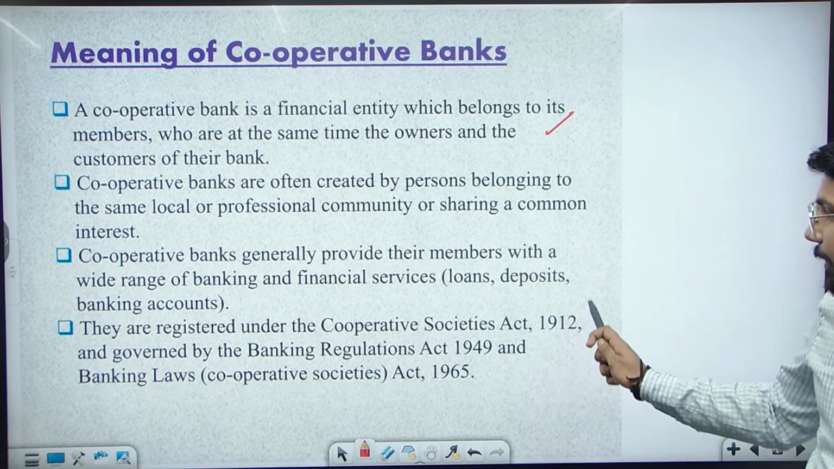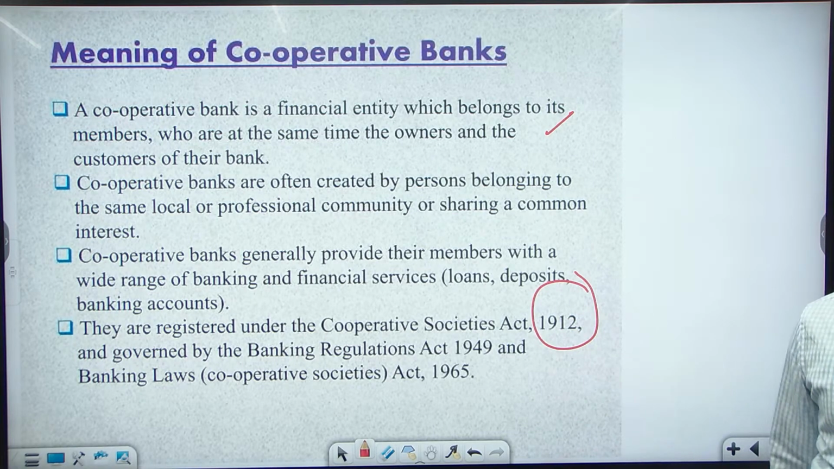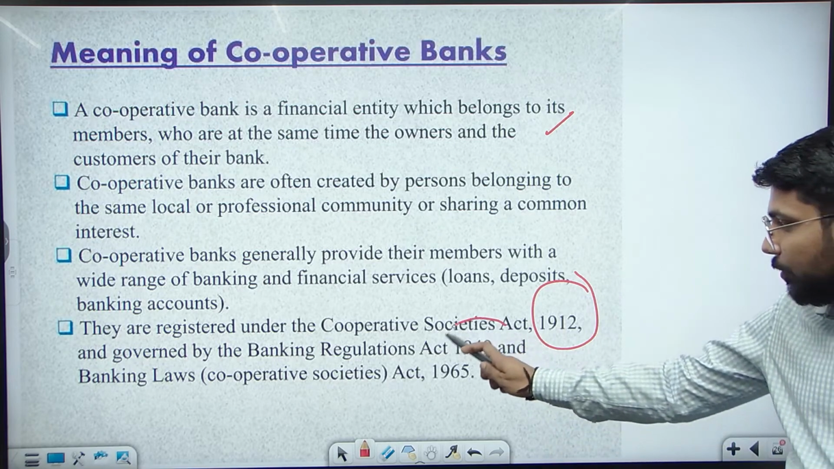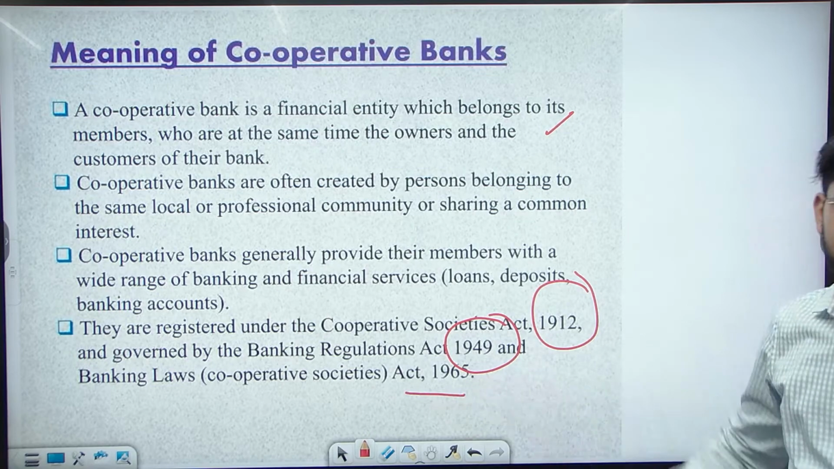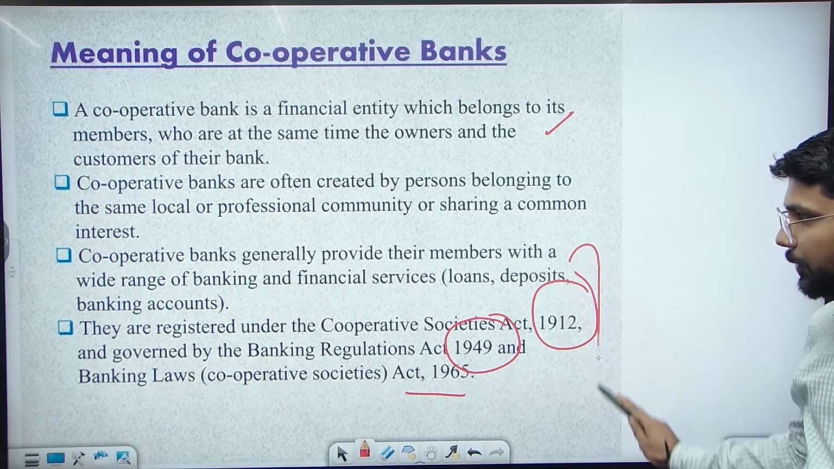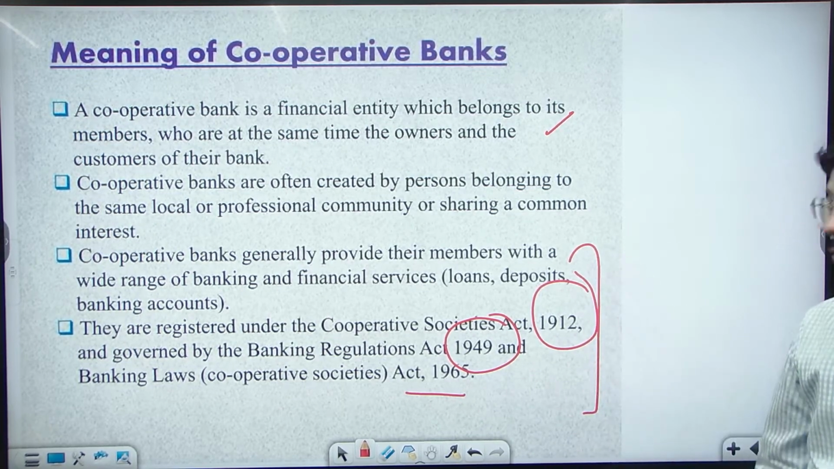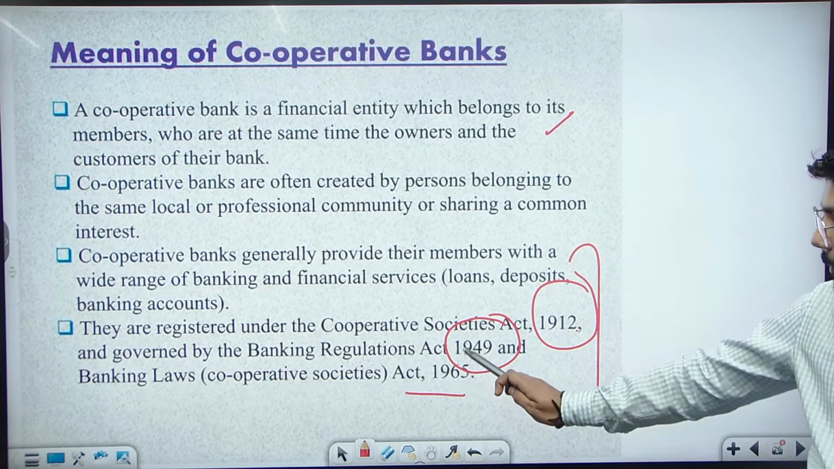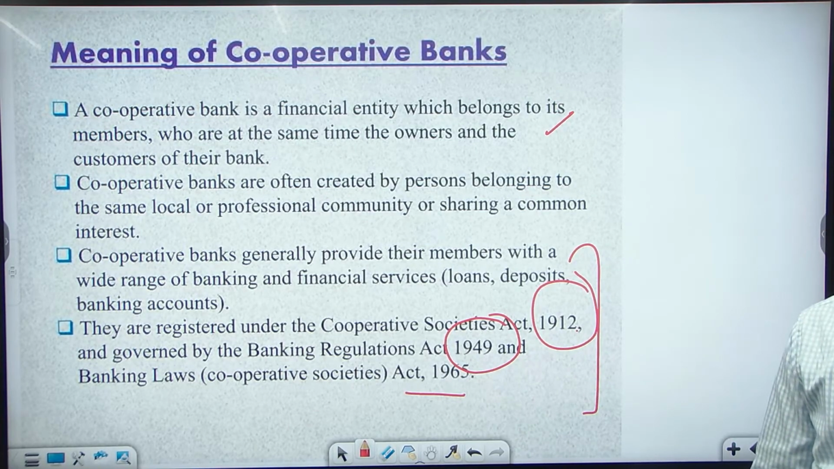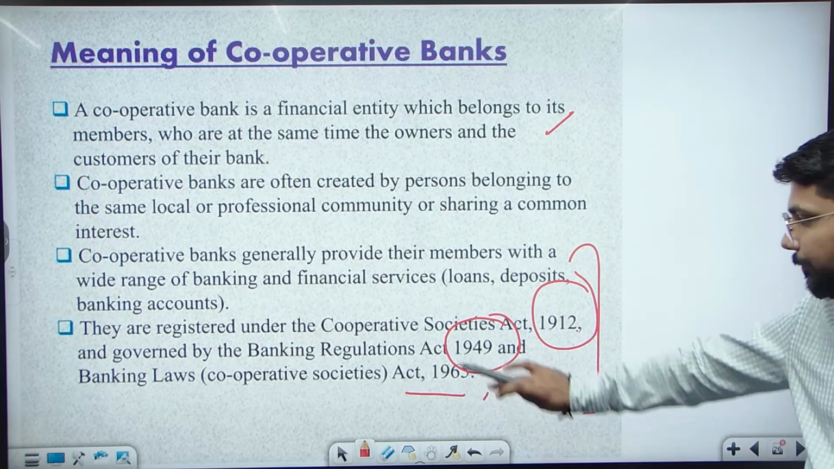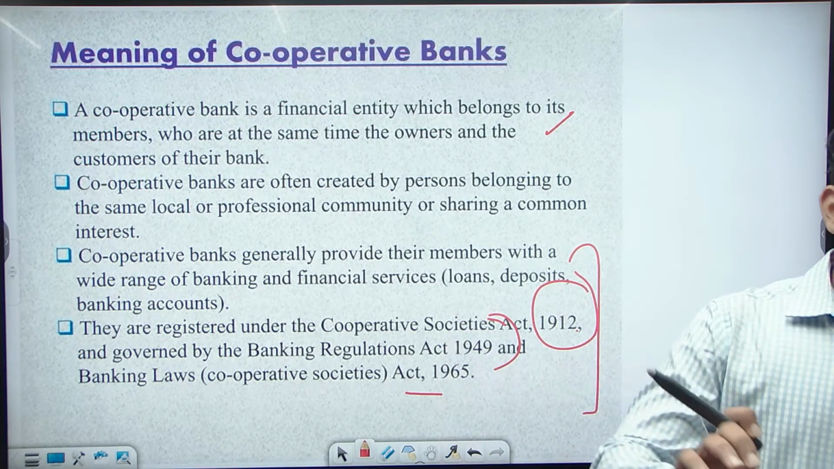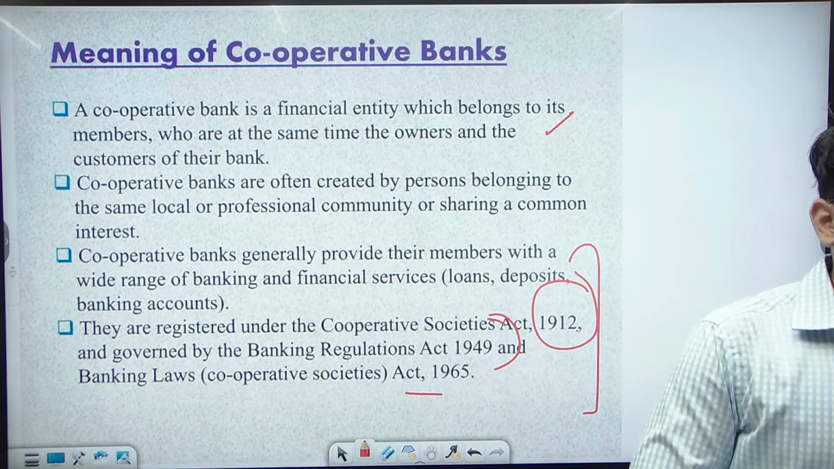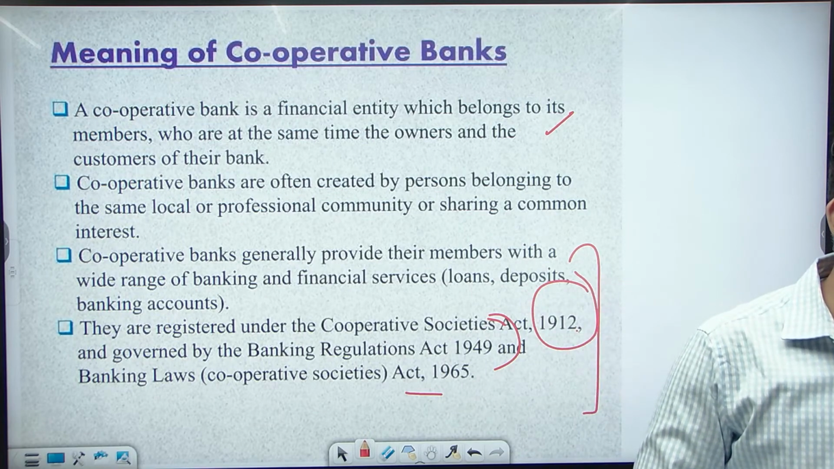And they are regulated under the Cooperative Society Act of 1912, Banking Regulation Act of 1949, and Cooperative Society Act of 1965. So these 3 acts are important. Cooperative Society Act 1912, Banking Regulation Act 1949, and Cooperative Society Act of 1965. So in the prelims, they are giving this kind of data. This works under this act. तो ऐसा एक statement मिल जाएगा out of 2-3 statements.